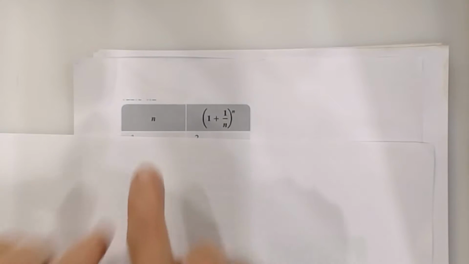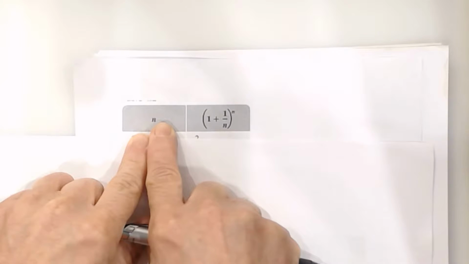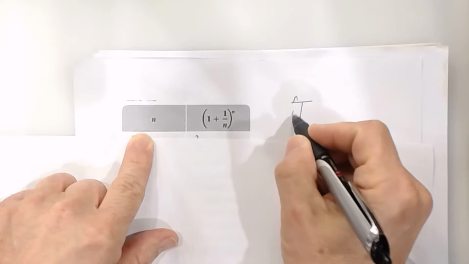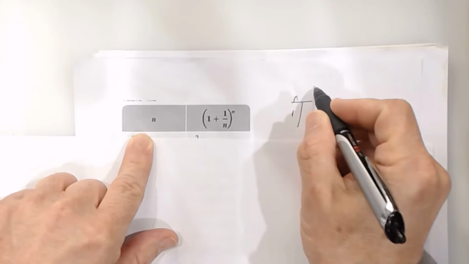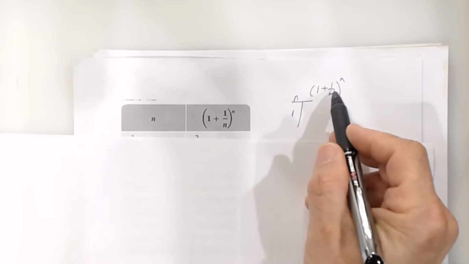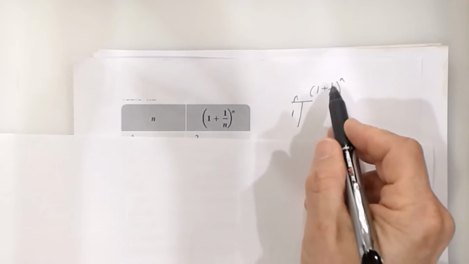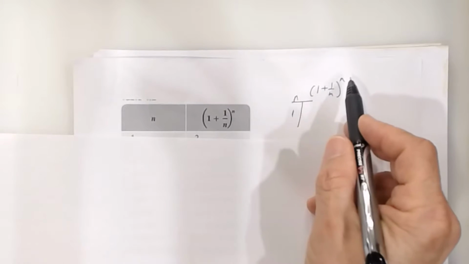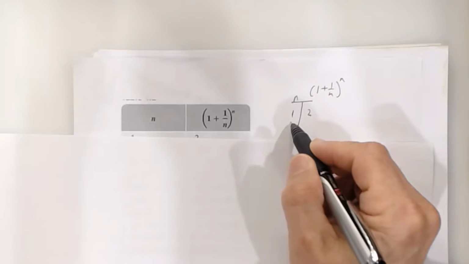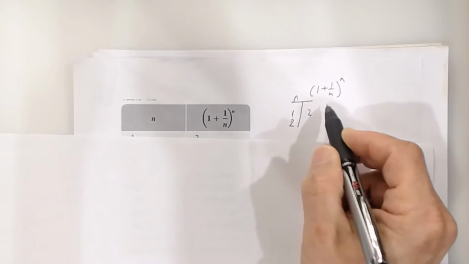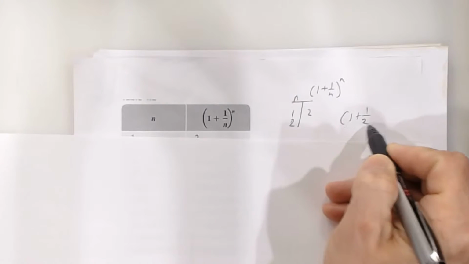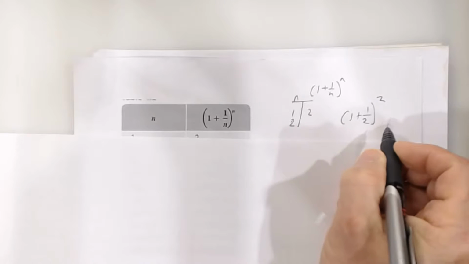So look carefully. If n is 1, then I want to know what is 1 plus 1 over n raised to the n power. If n is 1, what's 1 over 1? 1. 1 plus 1 is 2. 2 to the 1 is 2. Okay? If n is 2, I get 1 plus 1 over 2, raised to what power? 2. Now use your calculator on that.